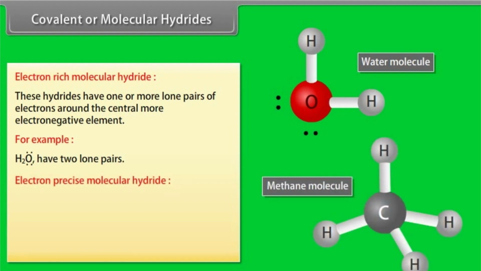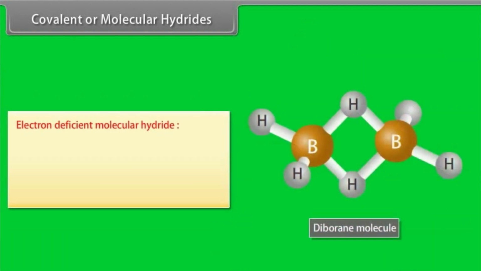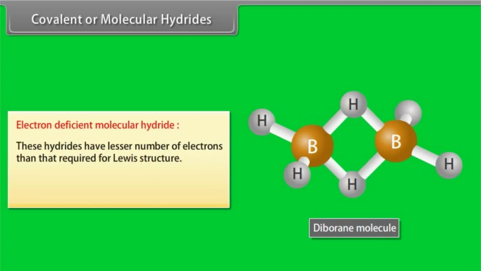Electron-precise molecular hydrides. These hydrides have the required number of electrons for Lewis structure. A common example of electron-precise molecular hydride is methane. Electron-deficient molecular hydrides. These hydrides have lesser number of electrons than that required for Lewis structure. A common example of such molecular hydride is diborane.